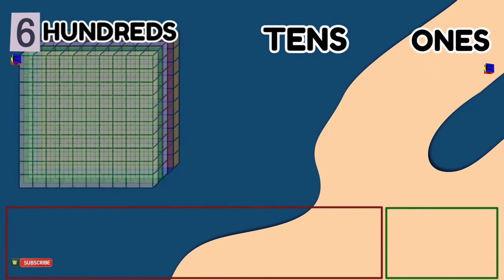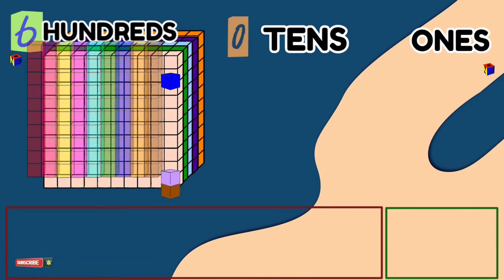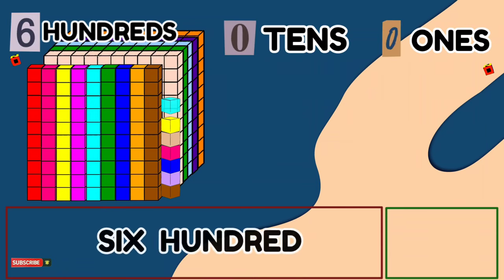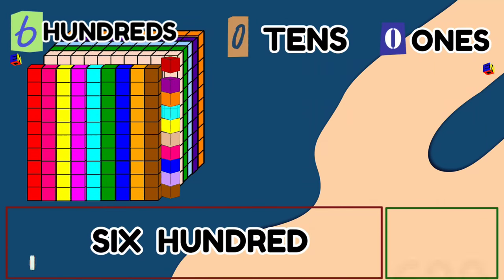599. 6 hundreds, 0 tens, and 0 ones is 600. 600.